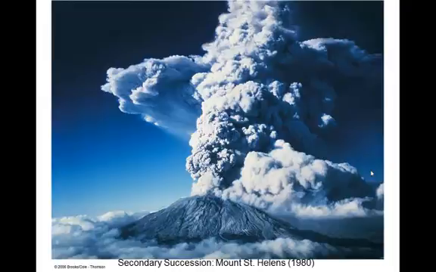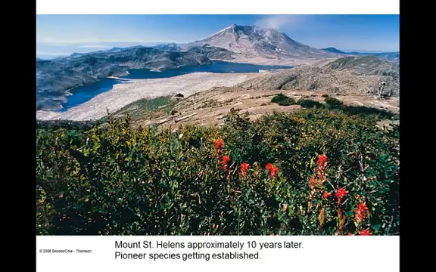An example of secondary succession could be following a volcanic eruption through an established ecosystem. Mount St. Helens erupted back in 1980, probably before most of you were born. Here we can see about 10 years after the eruption that there are pioneer species that are getting established. I'm not sure if this is a penstemon, this red flowered thing in the foreground. I don't think it's an epilobium, but anyway, it doesn't really matter that much.